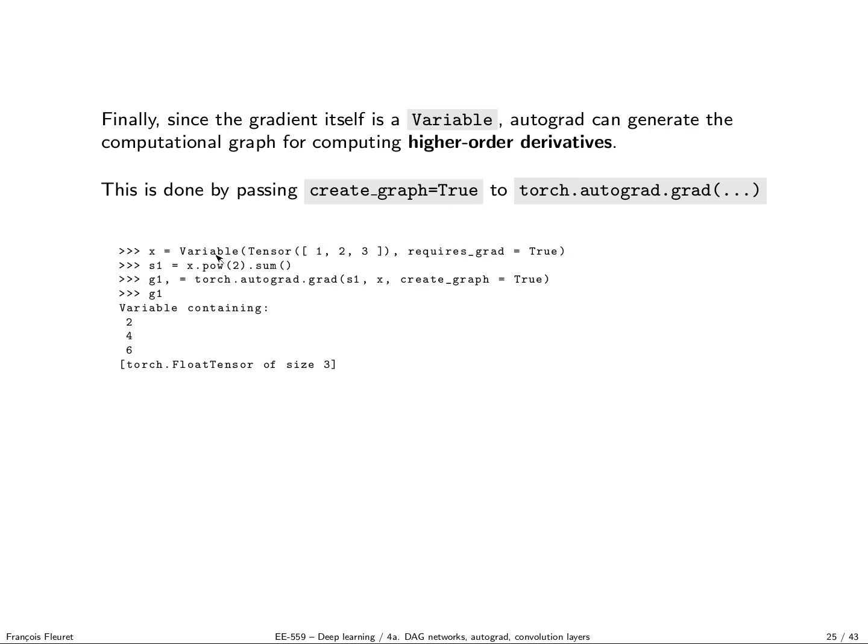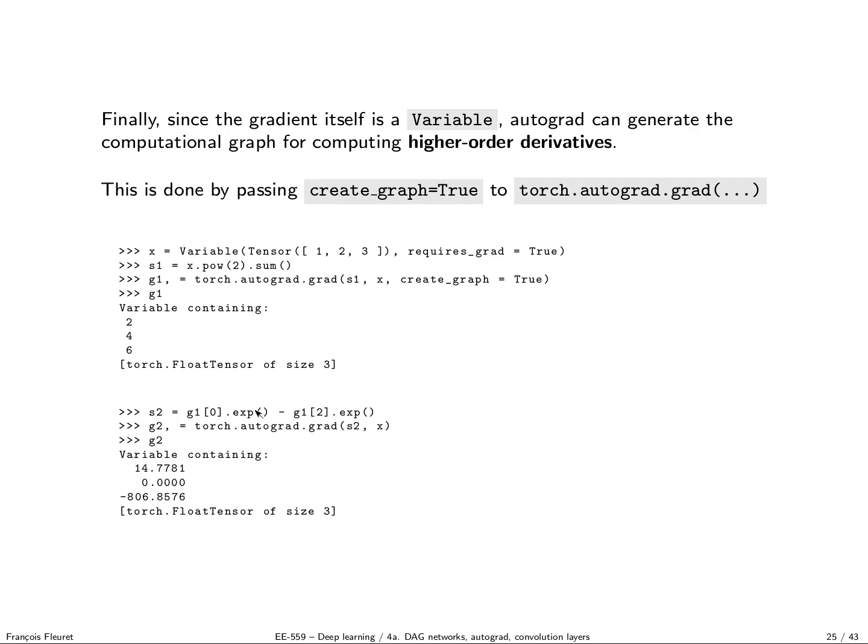In this example, X is a tensor that requires the gradient. I compute the sum of the square of its elements, and I state that I want the graph for the gradient to be computed. So I get the gradient of S1 with respect to X as usual, so it's 2, 4, 6, which makes sense. Now I compute another quantity, S2, which is the first component of G exponential minus the third component of G exponential, and I can compute the gradient of S2 with respect to X, and it will work.